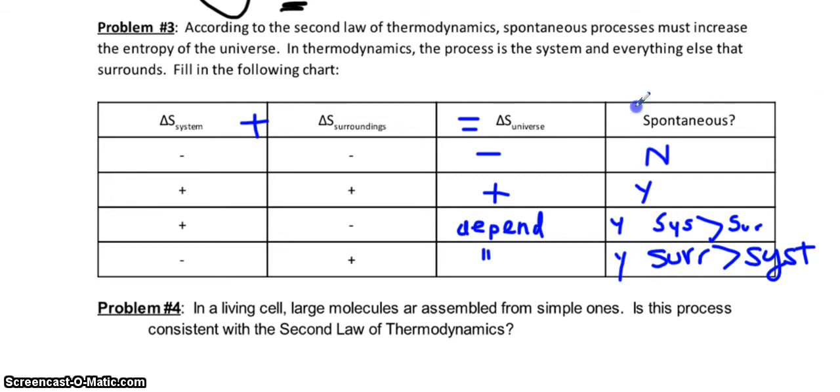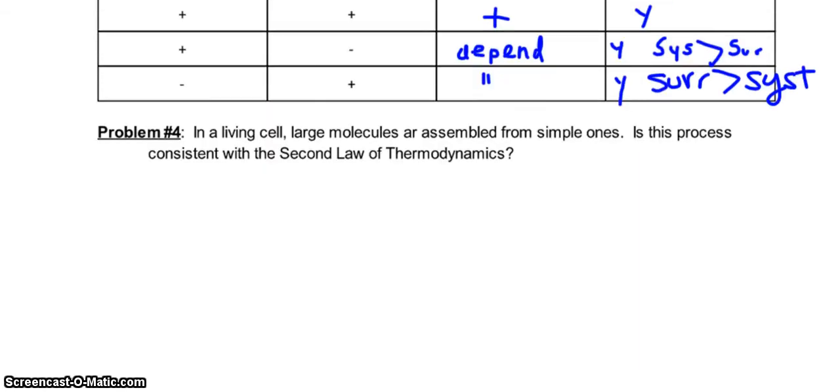So in a living cell, look what's going on here. In a living cell, large molecules are assembled from simple ones. In other words, lots of small little things are making one big thing. That's what they're saying here. Is this process consistent with the second law of thermodynamics? And the answer is, well, yeah, a good thing that happens, because otherwise we wouldn't have bodies now, would we? So how can we explain this?